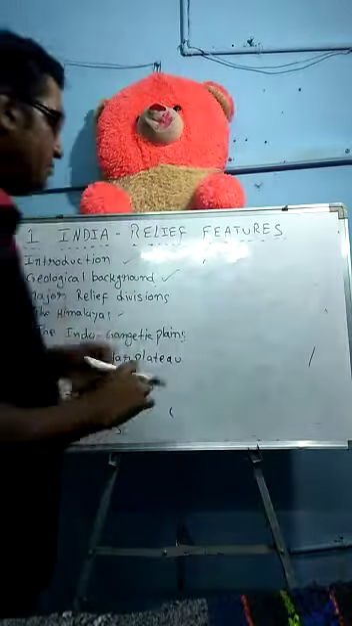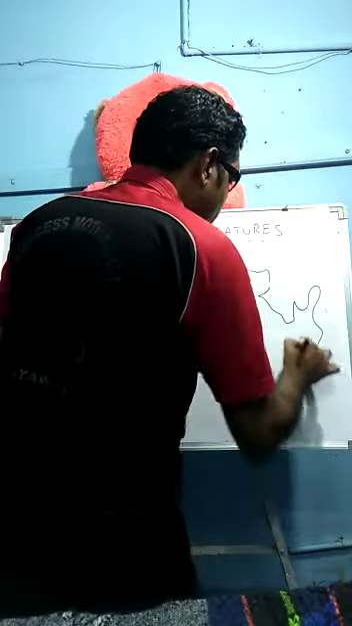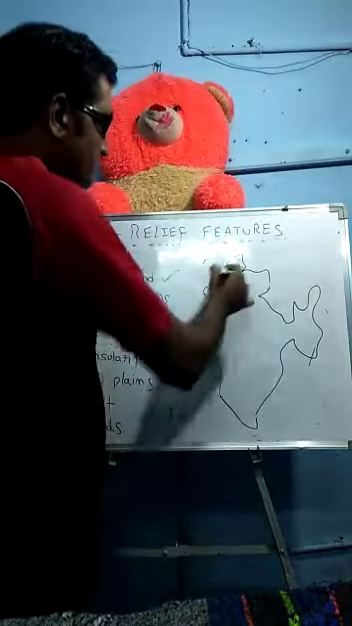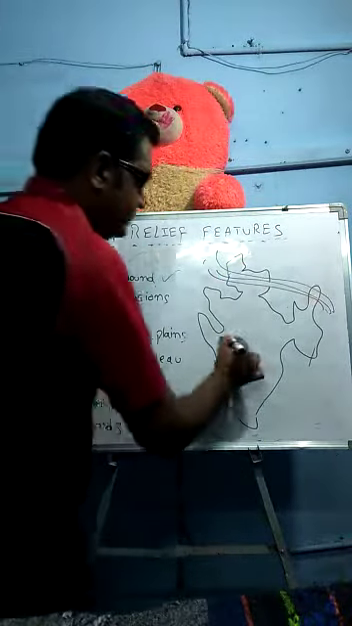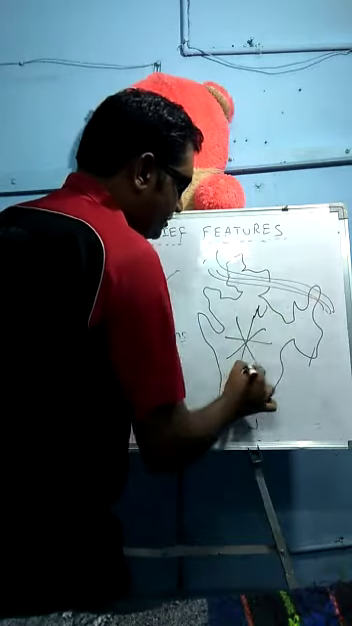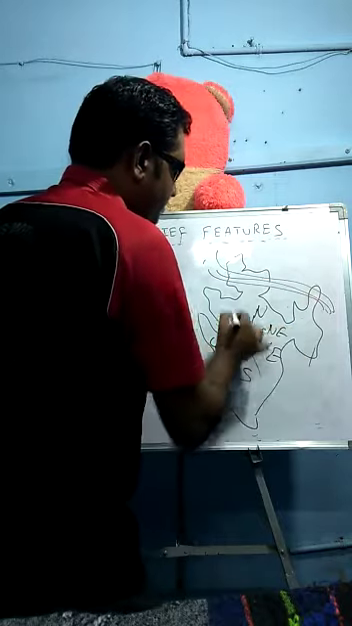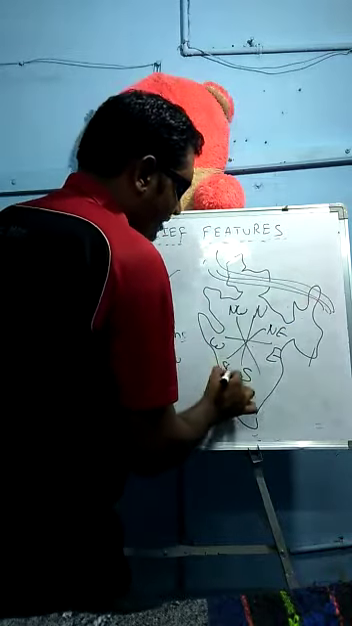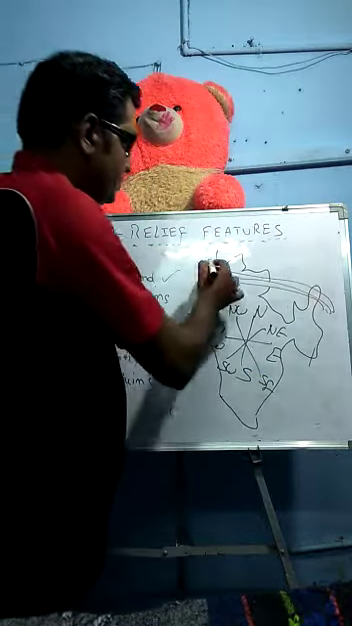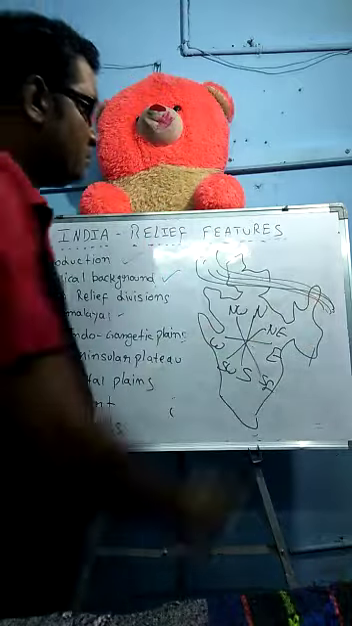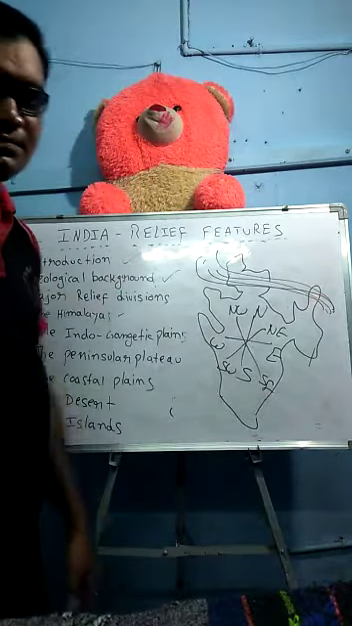Here the Himalayas are located on the north side of India. Okay, this area is where the Himalayas are located. Okay, the directions I will say: north side, south side, east side, west side, north east side, north west side, south west side, south east side. The Himalayas here occupy the north west side and north east side of India.